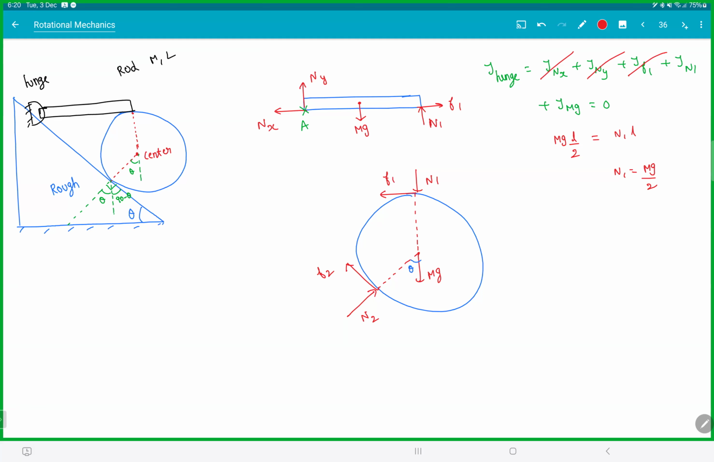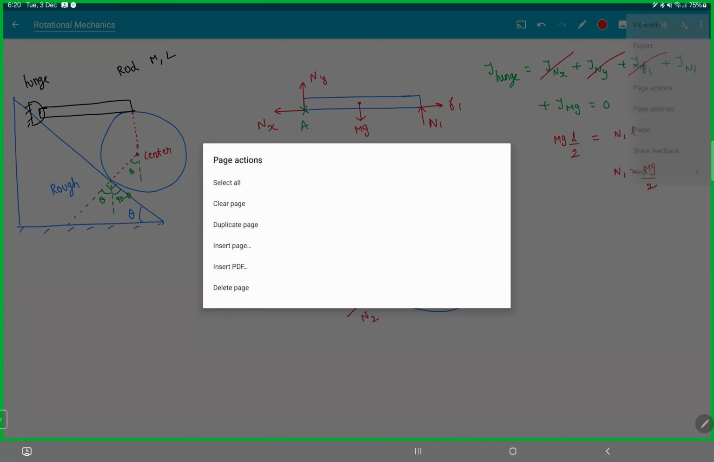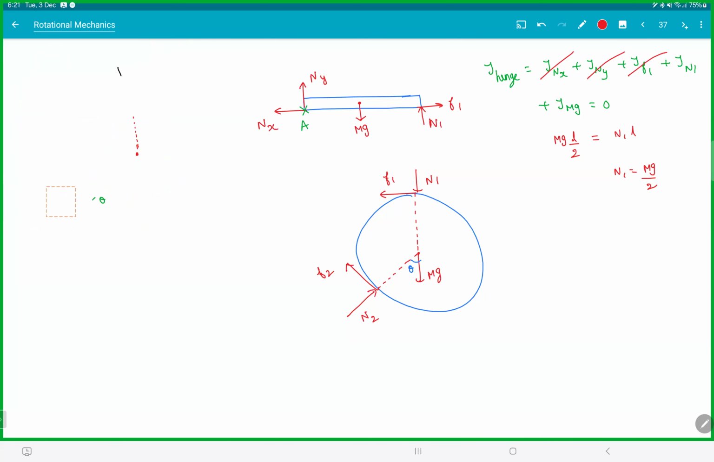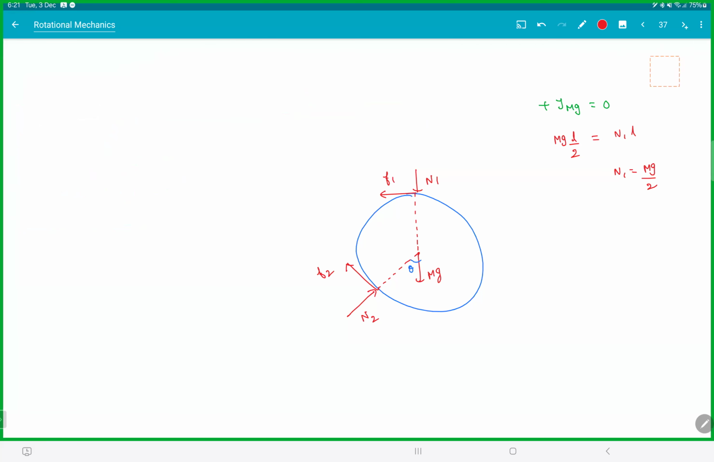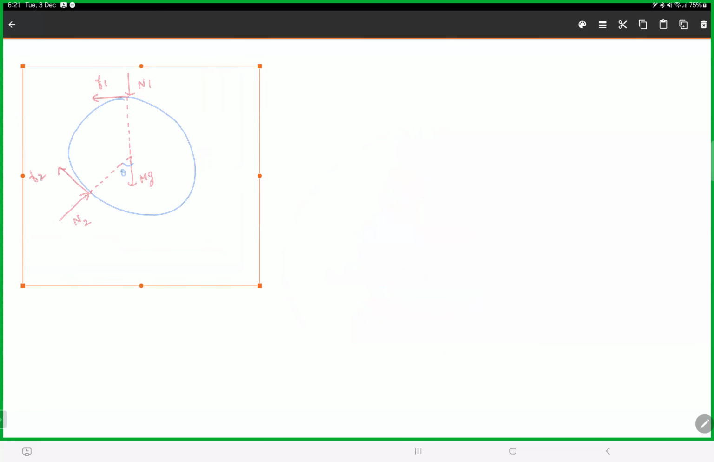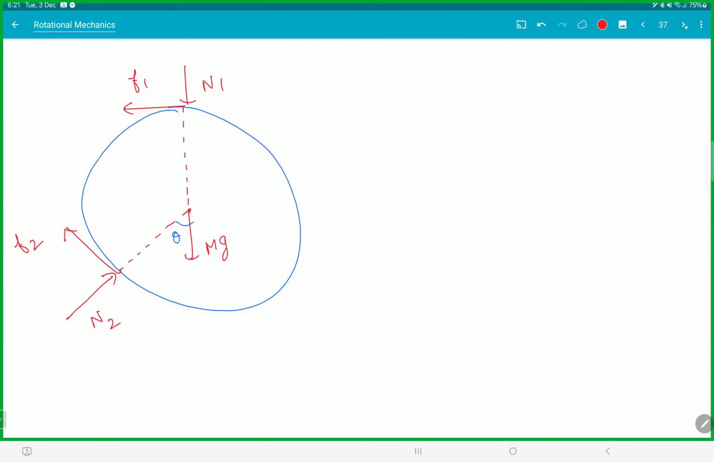Now for the sphere, which point do you think is the best point to take? Your job was to find F1, right? Think about it. Center of mass is fine, Purvaja. You'll get the answer, but there is one really good point. If you take about that point, see how many variables there are. The value of F1, N1 we already know. F2, N2. So you have three variables, right? Can you see a point where two variables go off at the same time?